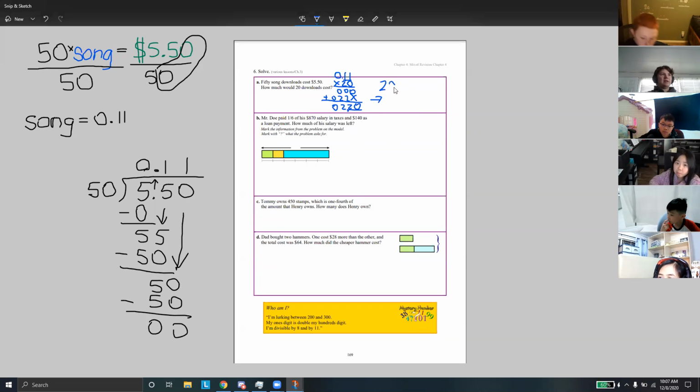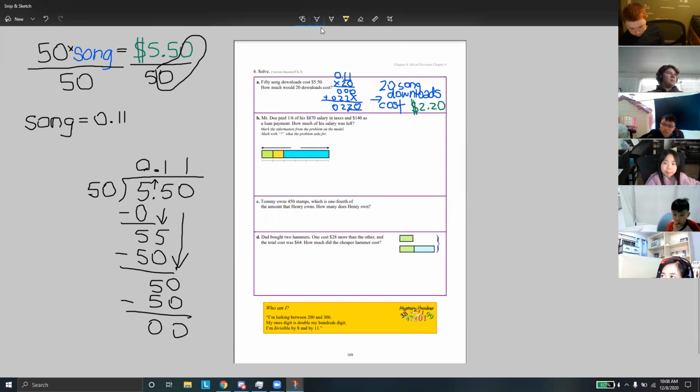So 20 song downloads cost $2.20. Our unit of measurement in this case is money. And remember, always round money to hundredths, at least in elementary school.